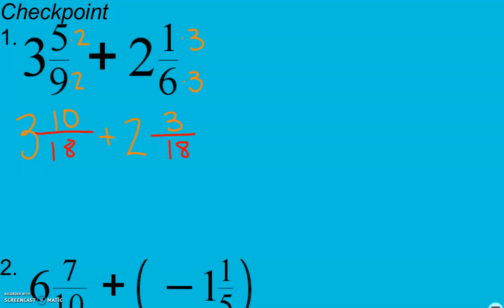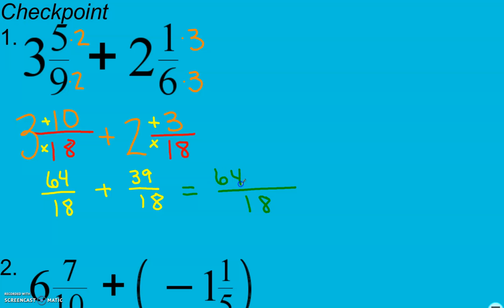Now I'm going to switch these to improper fractions. 18 times 3 plus 10, denominator times whole number plus numerator, which is going to give me 64 over 18, plus 18 times 2 plus 3, which is 39 over 18. Now that I have a common denominator, I can go ahead and keep my denominator and add my numerators. So here, I'm going to get 103 over 18.